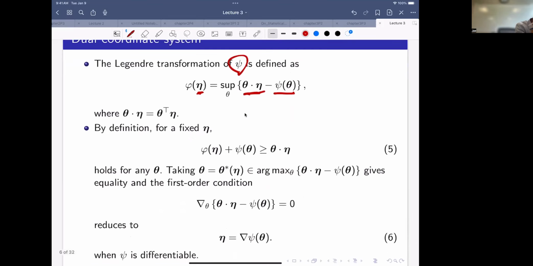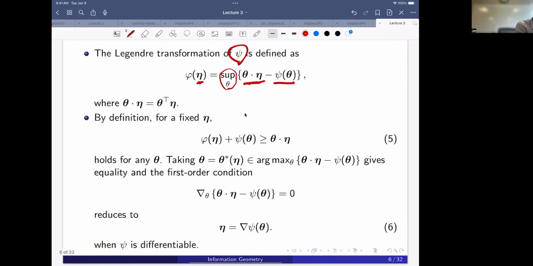How do we understand this? First of all, because this is a supremum, for fixed eta, phi of eta will be greater than or equal to theta times eta minus psi theta.